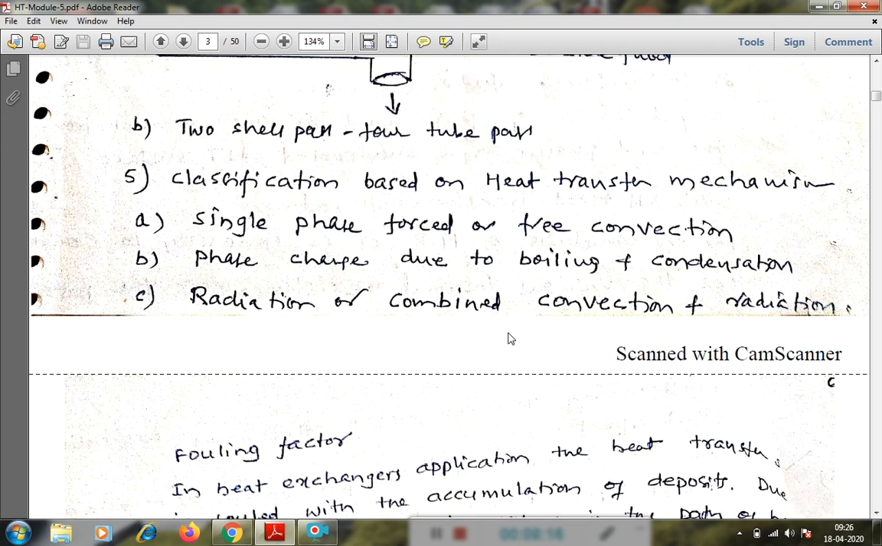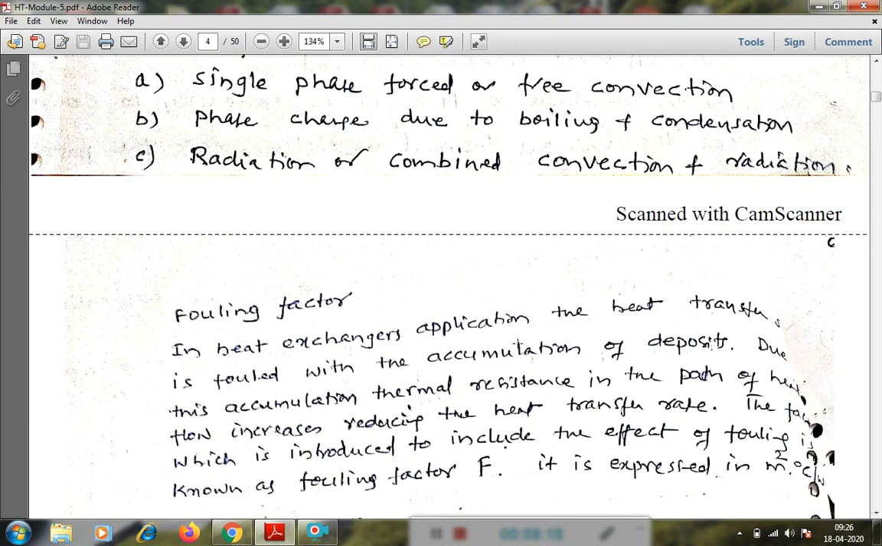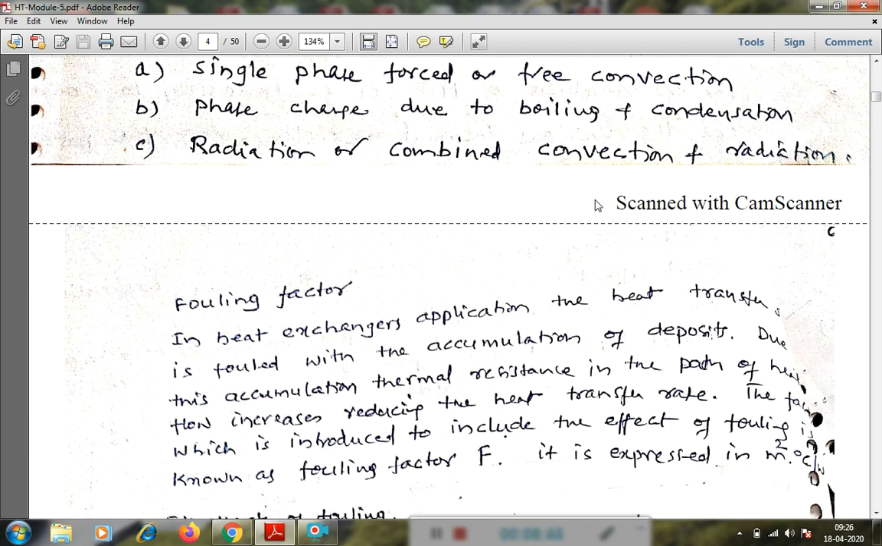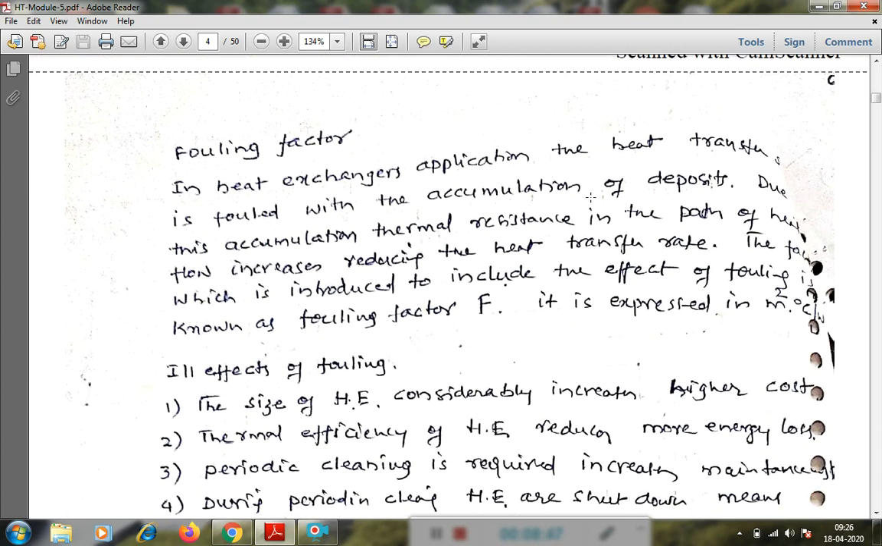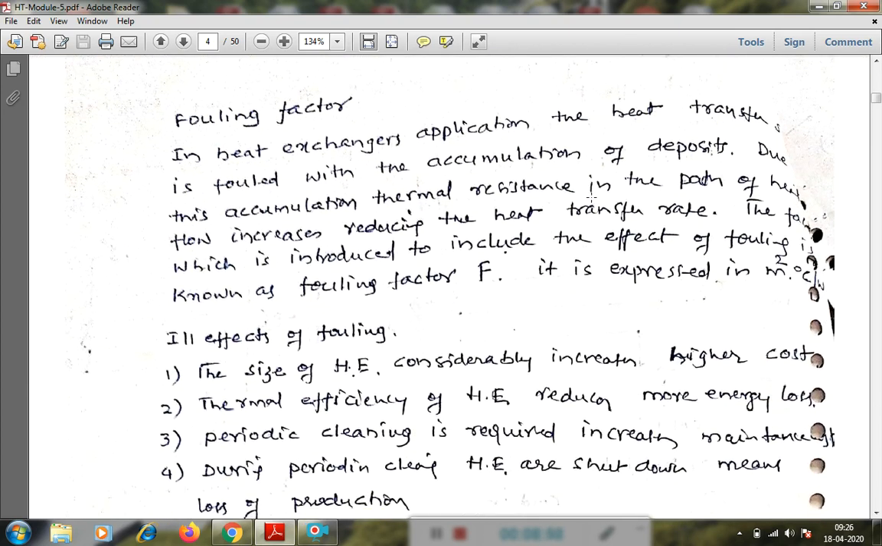Then the radiation and convection combined mode of heat exchanger. That means here, in the boiler, the high temperature flue gases come in contact with the boiler tube. There, not only by convection, but by the radiation mode of heat transfer also, the heat is transferred. That's why we can call it the combined mode of radiation and convection heat transfer. Like this, these are the different types of heat exchangers which are commonly used to transfer the heat between hot and cold fluids.